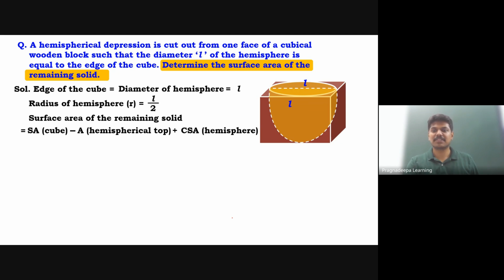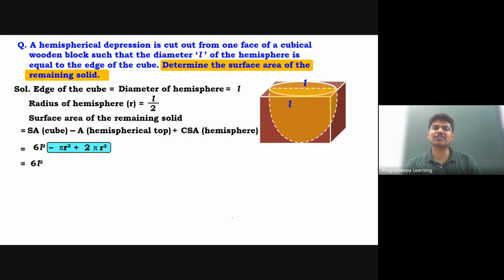Now let's substitute the formula. What is the surface area of the cube? It is 6L squared. When I use the word surface area, you should not use only the vertical or lateral surface area. You have to use the total surface area. All minus the area of the hemispherical top, which is a circle, plus the curved surface area of the hemisphere, which is 2 pi r squared. Now the simplification of minus pi r squared plus 2 pi r squared is 1 pi r squared.